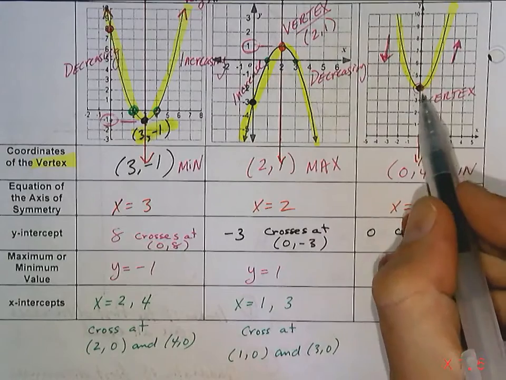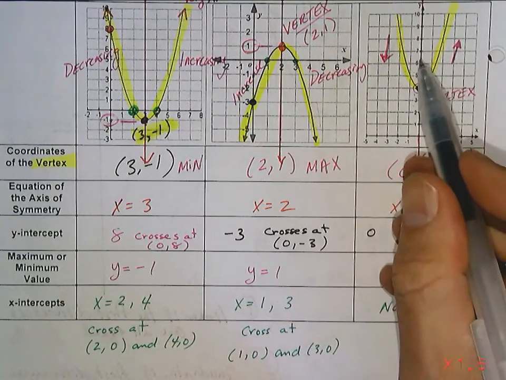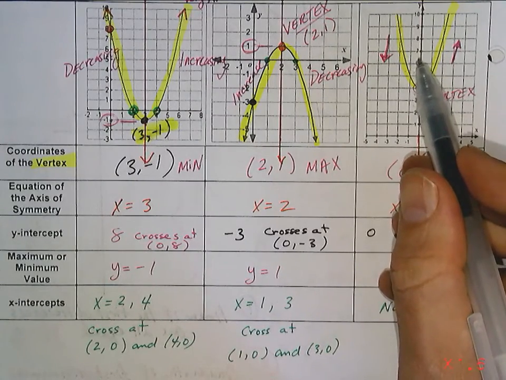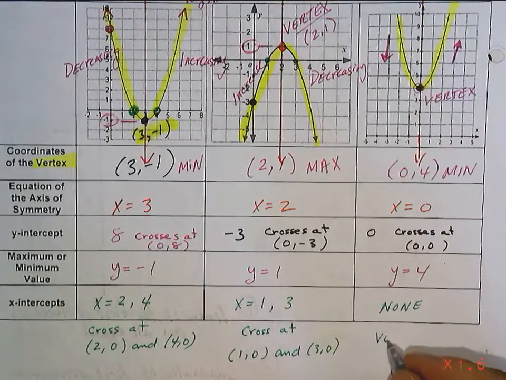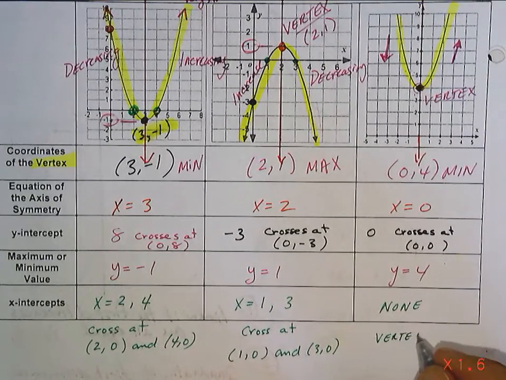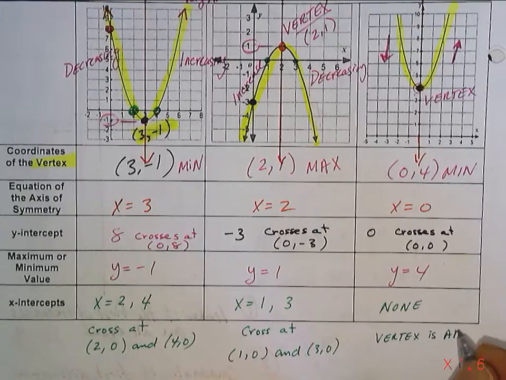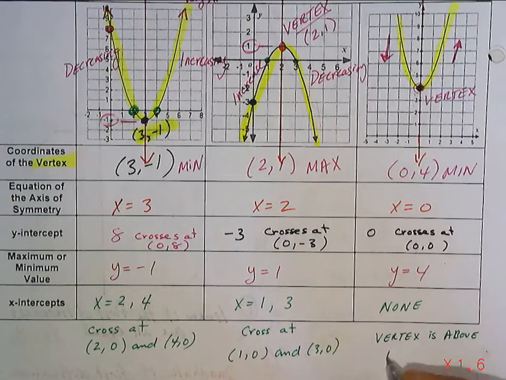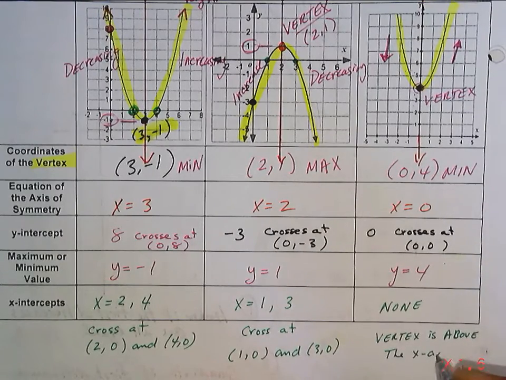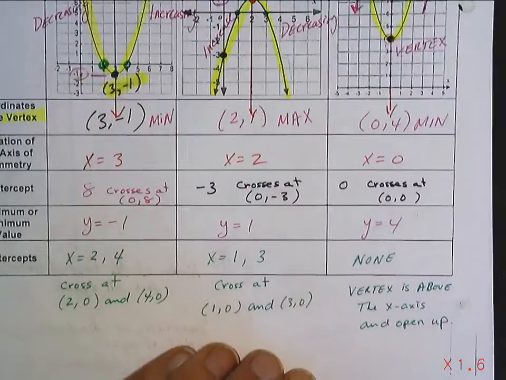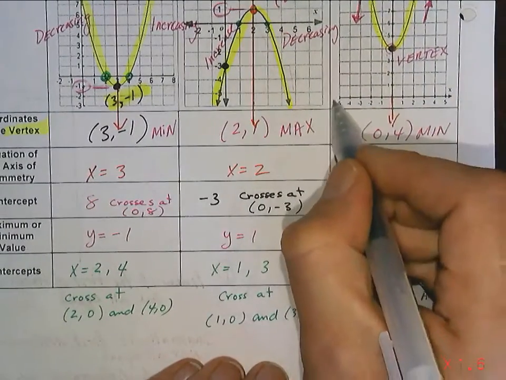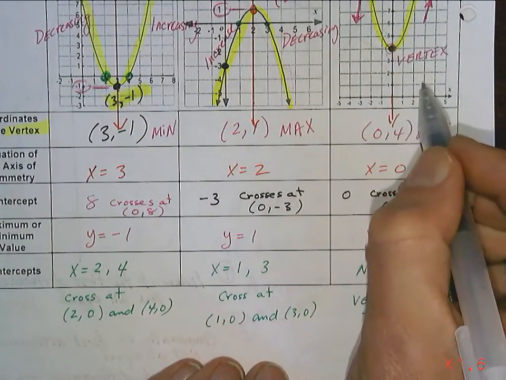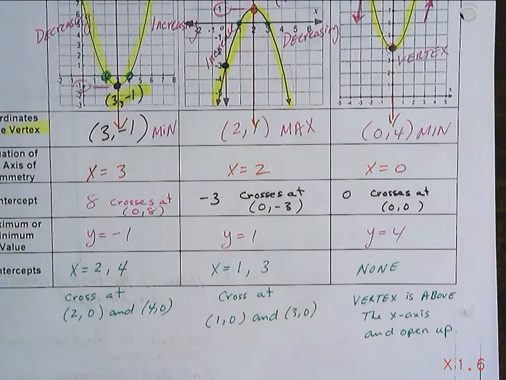Because the vertex is above the x-axis and it opens up. The vertex is above the x-axis and opens up. So there are no x-intercepts. Here's my x-axis. Everything's above the x-axis. It doesn't cross the x-axis. There are no x-intercepts.